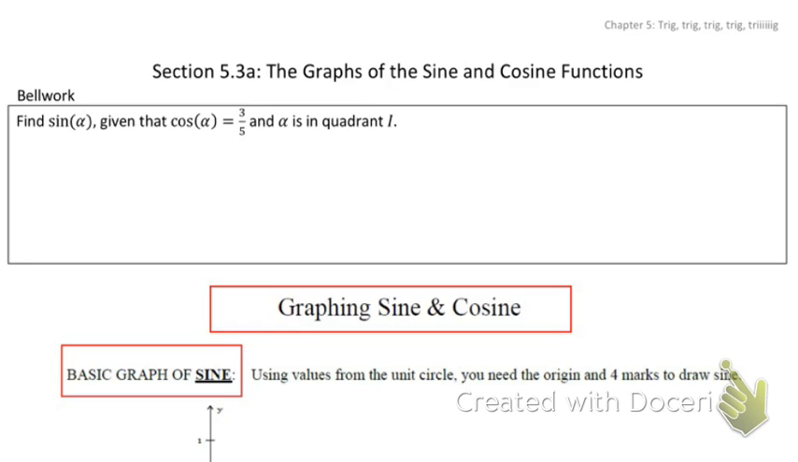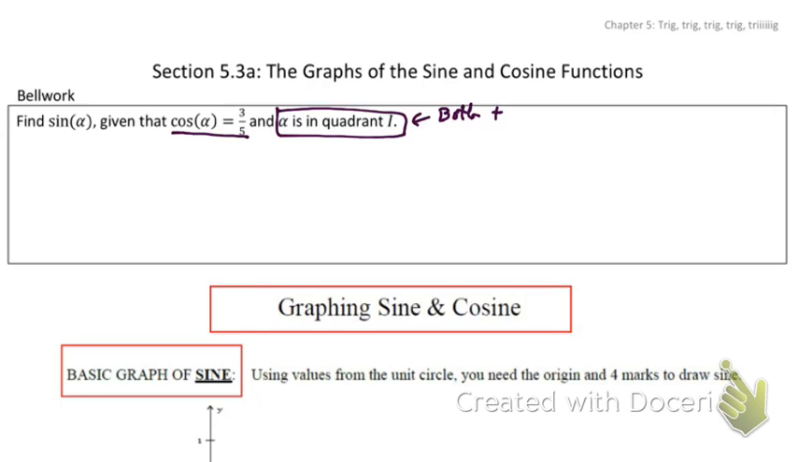All right, we're supposed to find sine alpha given that cosine alpha equals 3 over 5, and alpha is in quadrant 1. Remember, the whole point of telling what quadrant it is is to decide whether the answer is positive or negative at the end of the day. In quadrant 1, we don't have to worry much because they're both positive. It is the "all" part of "all students take calculus," so they're both positive.